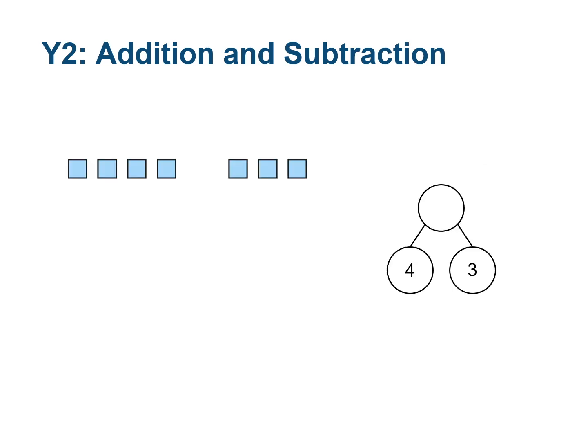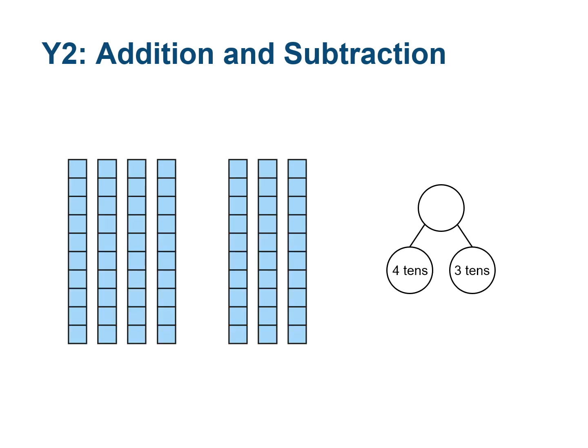In Year 2, pupils must also learn to apply addition and subtraction facts within 10 to units of 10. Because 4 ones plus 3 ones is equal to 7 ones, we know that 4 tens plus 3 tens is equal to 7 tens. And equally, we can subtract either of these parts using known facts. So 7 tens minus 4 tens is equal to 3 tens, and 7 tens minus 3 tens is equal to 4 tens. Working in a unit of this way, in this case a unit of 10, is called unitizing.